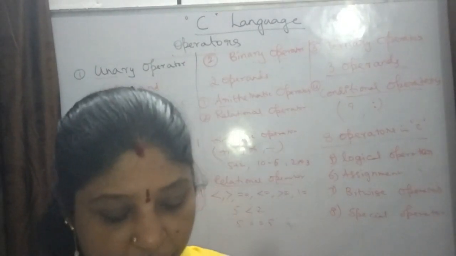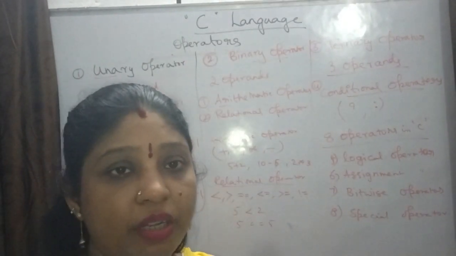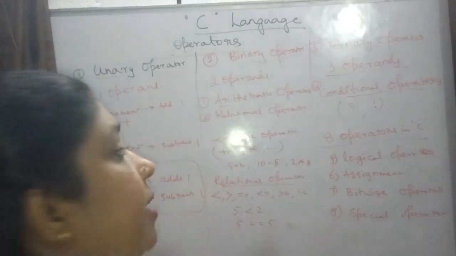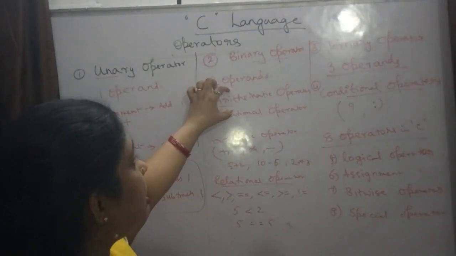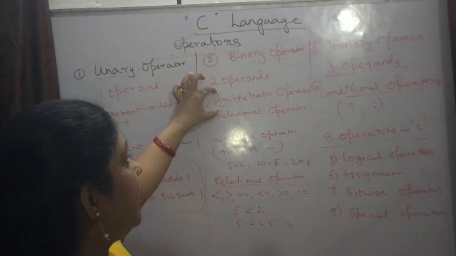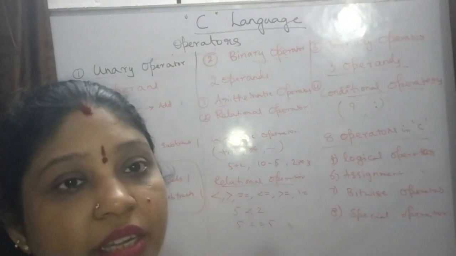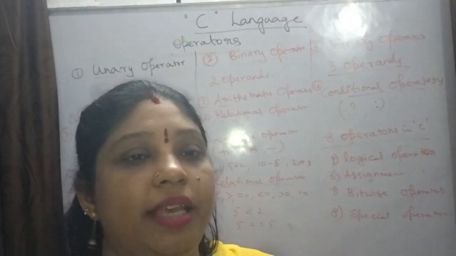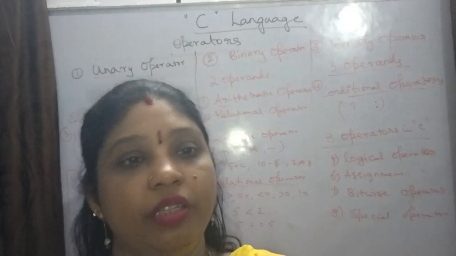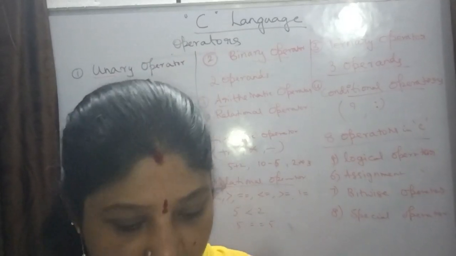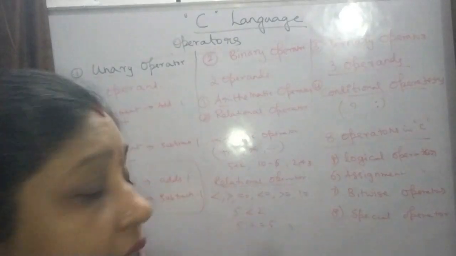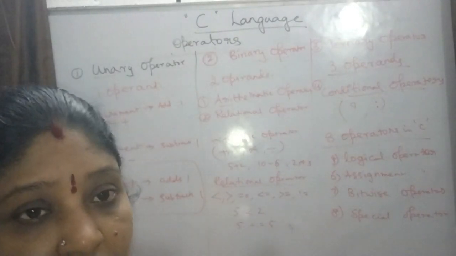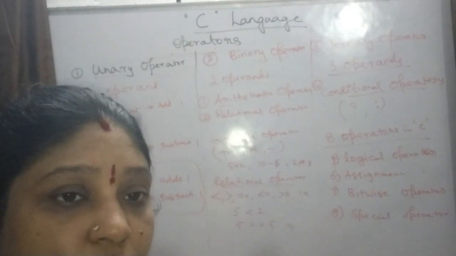With this I have completed the explanation of the operators. In our next class I will be discussing each operator: arithmetic in a separate class, relational in a separate class, logical in a separate class, different operators in different videos. With this I have completed the operators in the C language. I have given a general idea in this video.